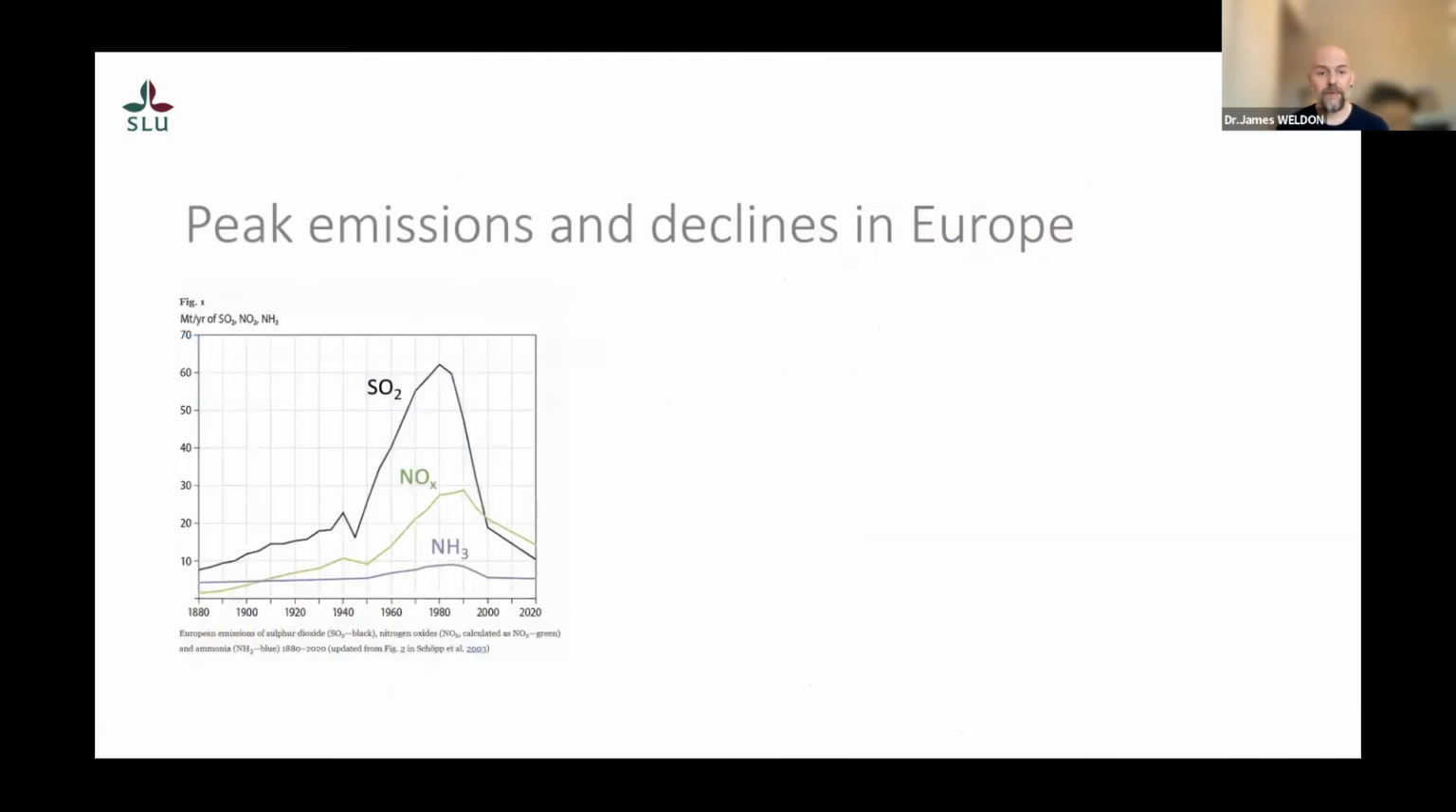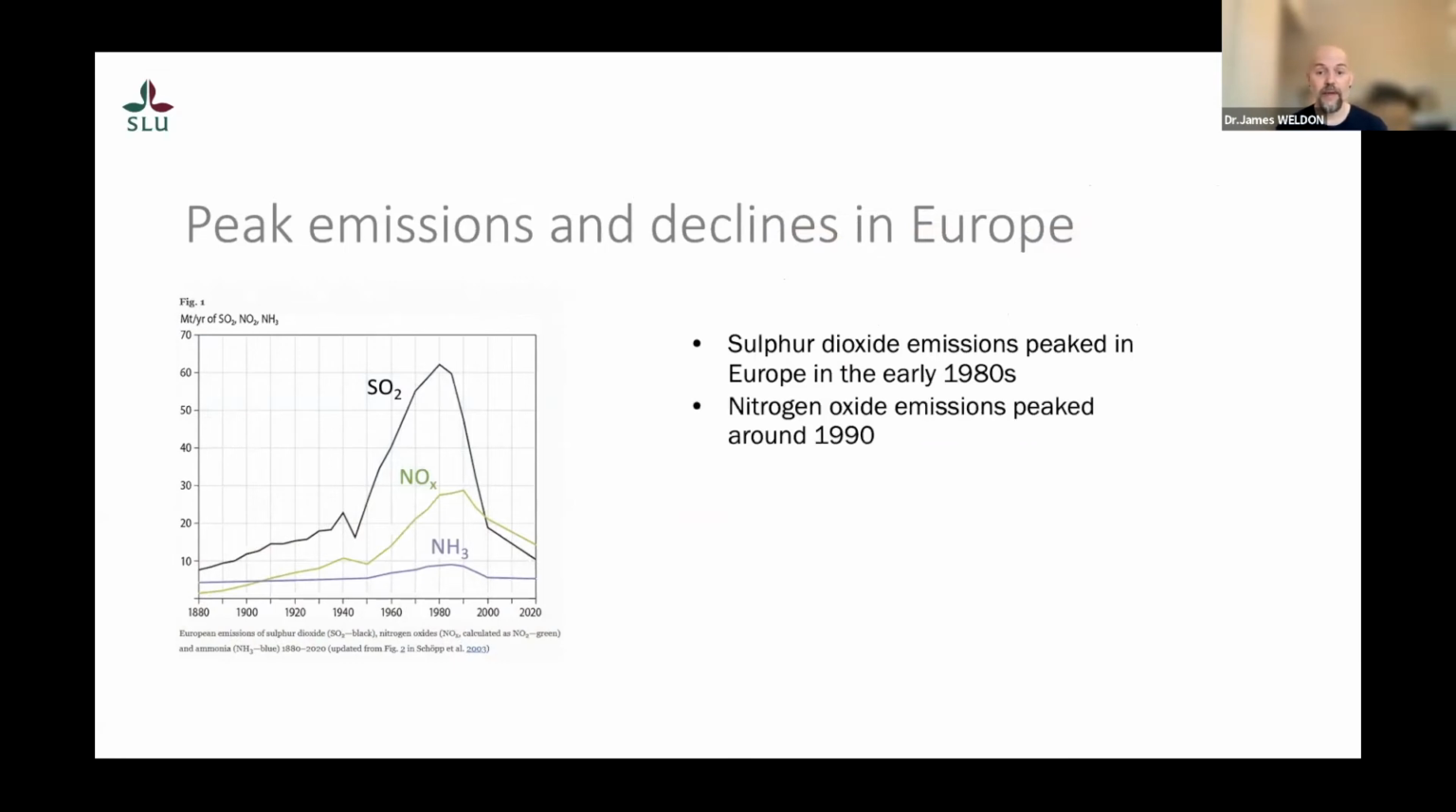So in many ways, this has been something of a success story. The emissions of sulfur dioxide peaked in Europe in the early 1980s, and then, because of this concerted action, have declined steeply since then. Nitrogen oxide emissions peaked around 1990 and have declined somewhat, but not nearly as much as sulfur. And ammonia, again, some decline, but far less drastic than what we see in sulfur.